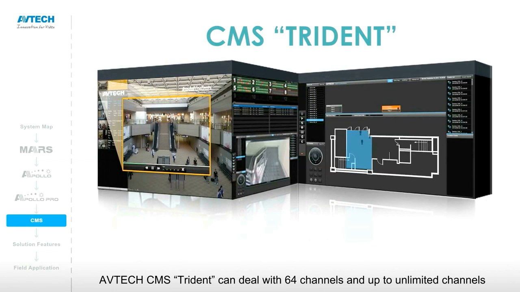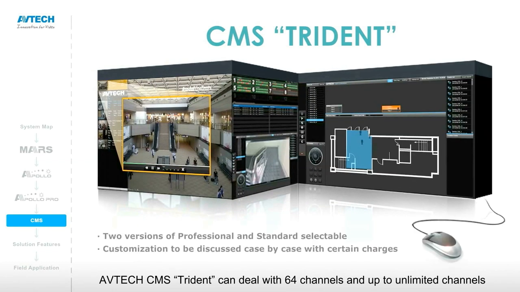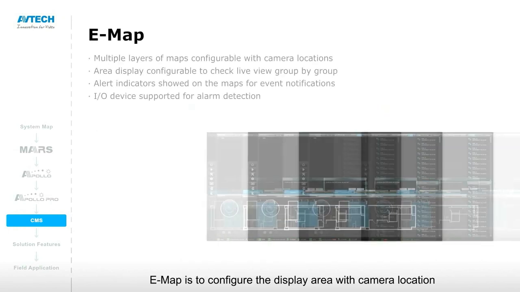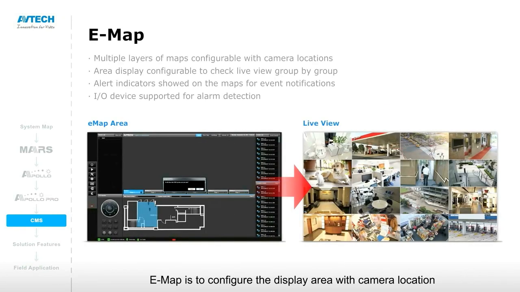AVTECH CMS Trident can deal with 64 channels and up to unlimited channels. Live display is to watch multiple channels in real time. E-map is to configure the display area with camera location.